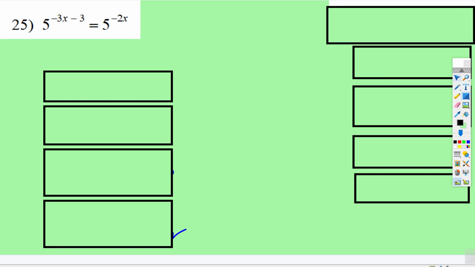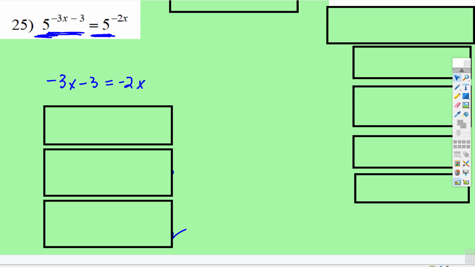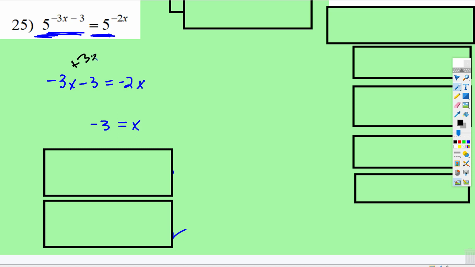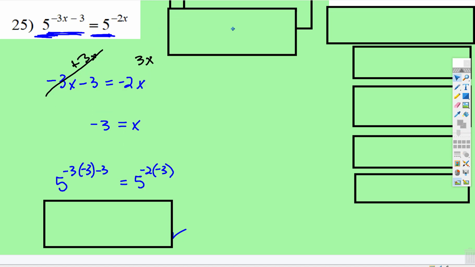So here we have an expression, 5 to an exponent is equal to 5 to an exponent. Since these bases are the same, you can ignore the bases now and just set the exponents equal to each other. And then just solve, it just becomes a simple equation. So in this case, I would add 3x to both sides. And that leaves x is equal to -3.